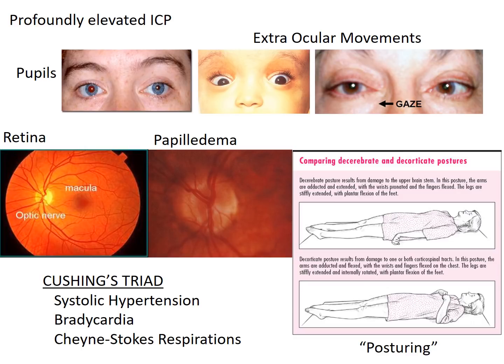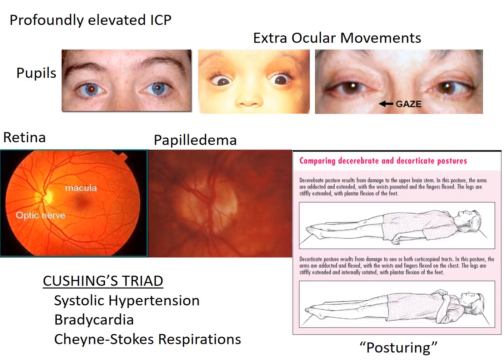If you are looking in the retina, you can see swelling in the retina. You get a distortion of the optic nerve referred to as papilledema. You can see individuals developing both decerebrate and decorticate posturing. And then Cushing's triad, due to lethal elevation of intracranial pressure, where the individual becomes profoundly hypertensive, bradycardic, and then starts to show apneic patterns of breathing referred to as Cheyne-Stokes respiration. Rapid breathing, slow down, apnea.